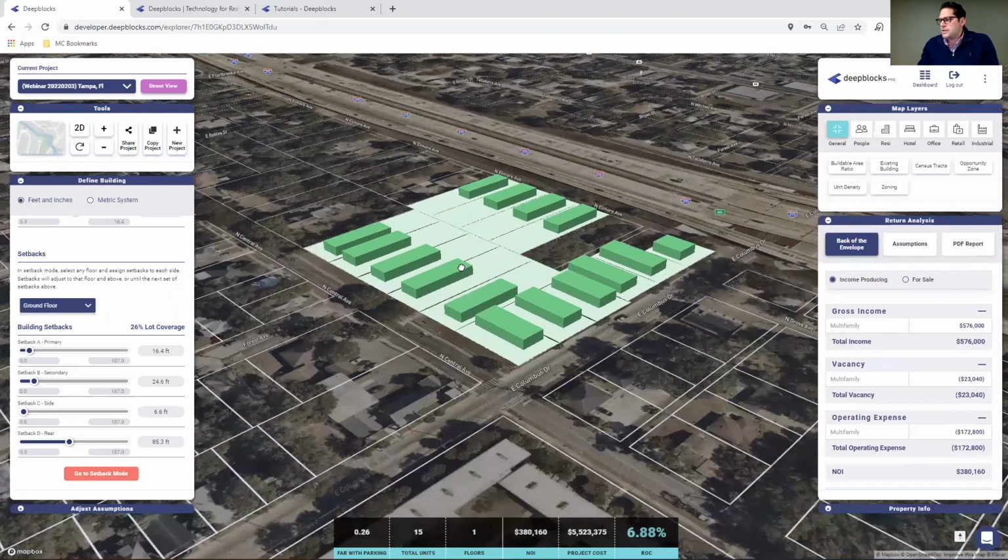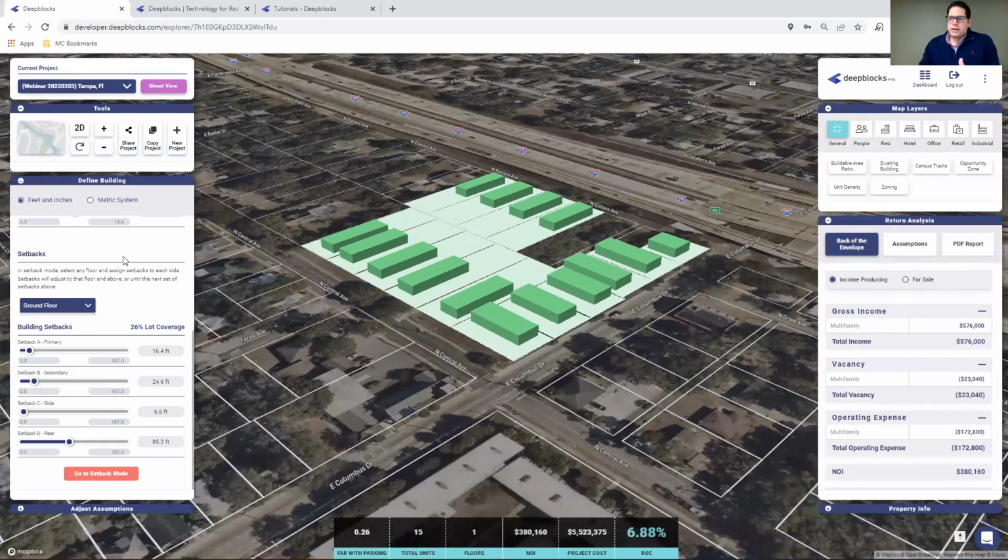And this is, as I mentioned, in Tampa, but again, just shows you another facet of Deepblocks, where you don't necessarily have to find one parcel. You can, again, find 4, 5, 6, or numerous parcels and do an assemblage and get the total lot size to add up to meet your criteria. And it gives you that ability to kind of model out and see the potential of this particular assemblage. And as you can see, we had about 6.88% return.